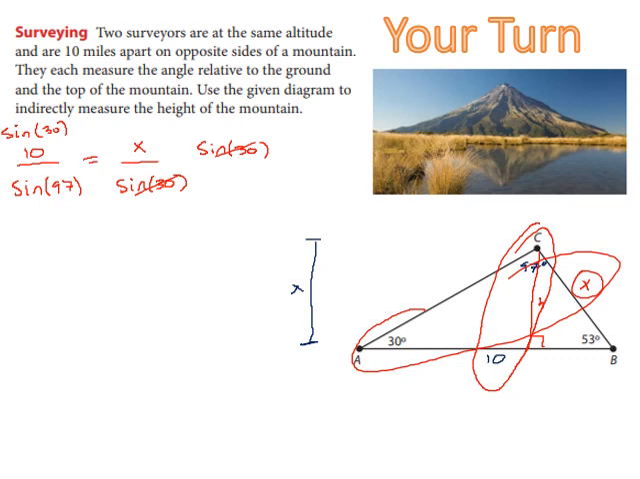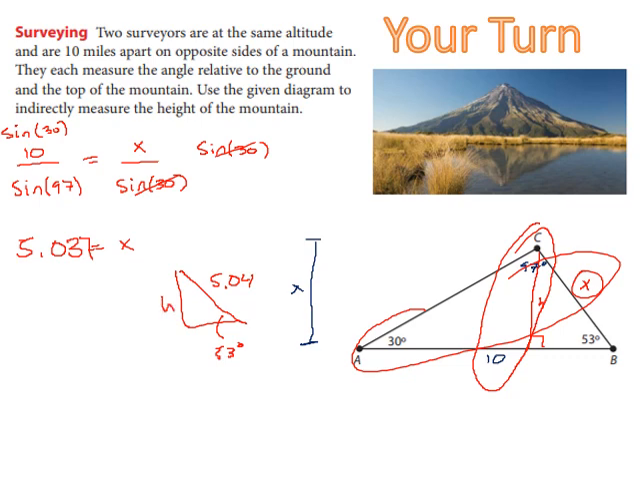So we got sine 30 times 10. So we get 30 times 10, and then divided by sine of 97. So that is 5.03. So 5.03 is x. So we've got a small right angle triangle with an angle of 53 degrees and a hypotenuse of 5.03. Actually, it's 0.37, so we'll go 5.04.